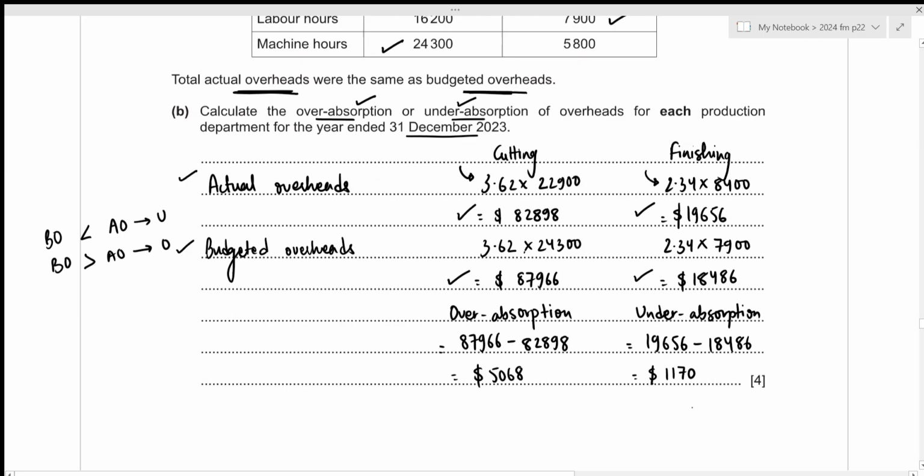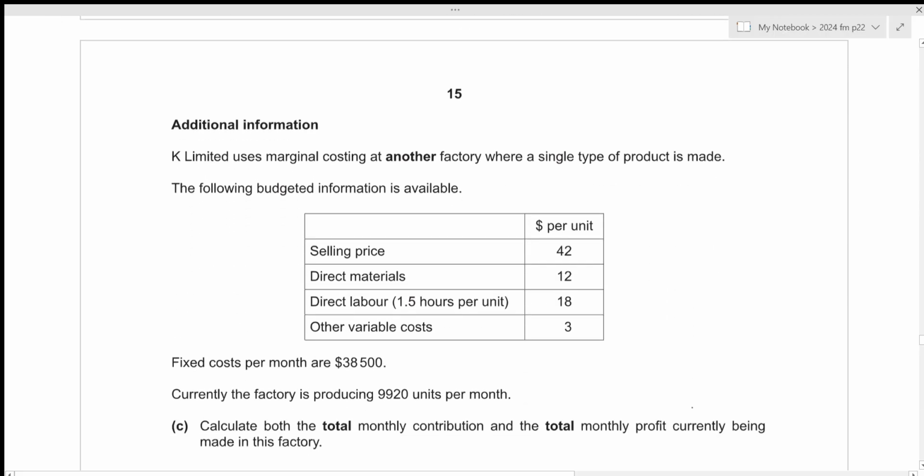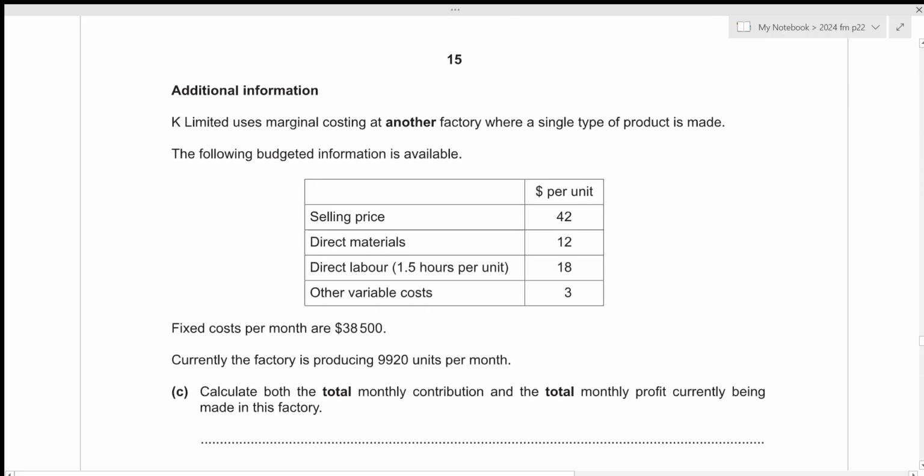Let's move towards the next one. We now have additional information. K Limited uses marginal costing at another factory where a single type of product is made. The following budgeted information is available. So these are all the per unit values for the selling price, direct material, direct labor, and other variable costs. We know that the fixed costs per month are 38,500. Currently, the factory is producing 9,920 units per month.